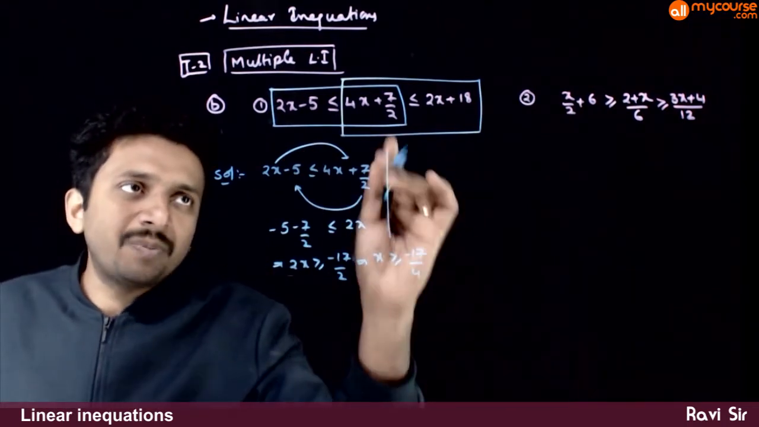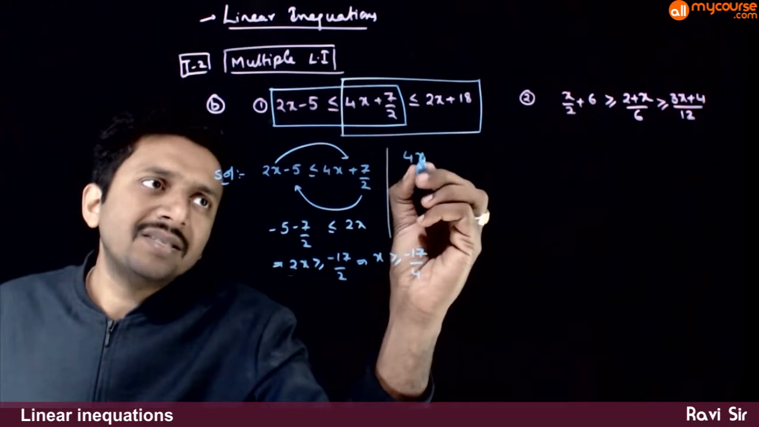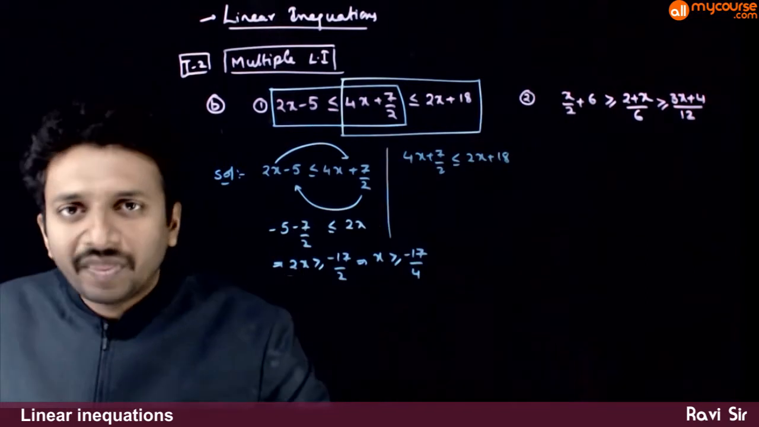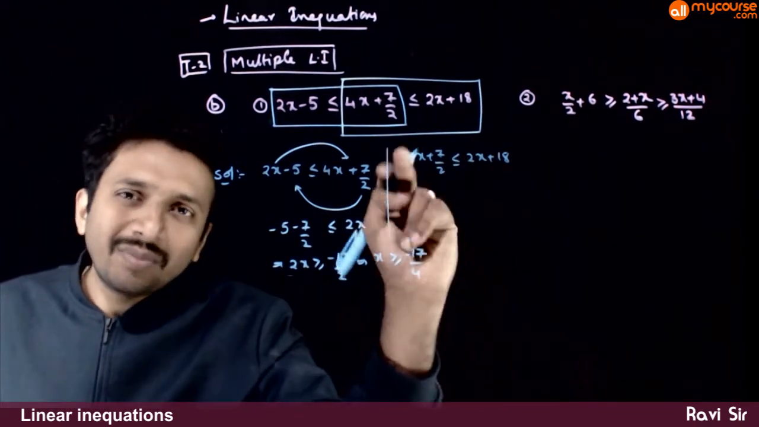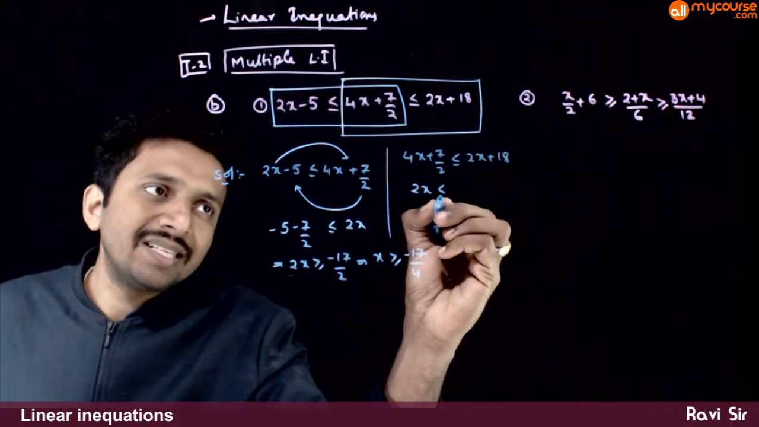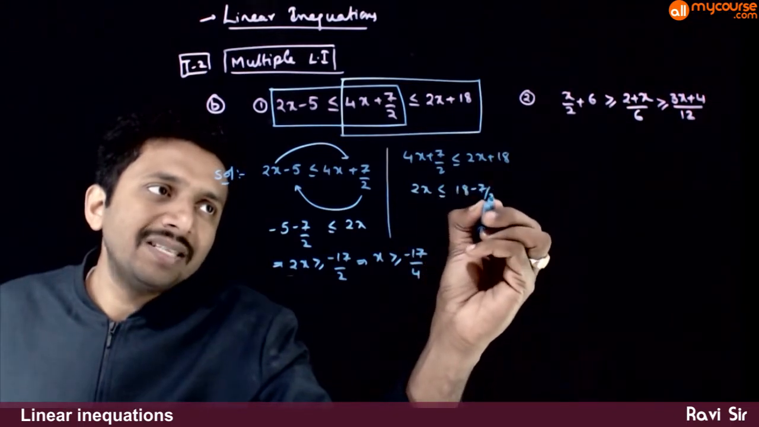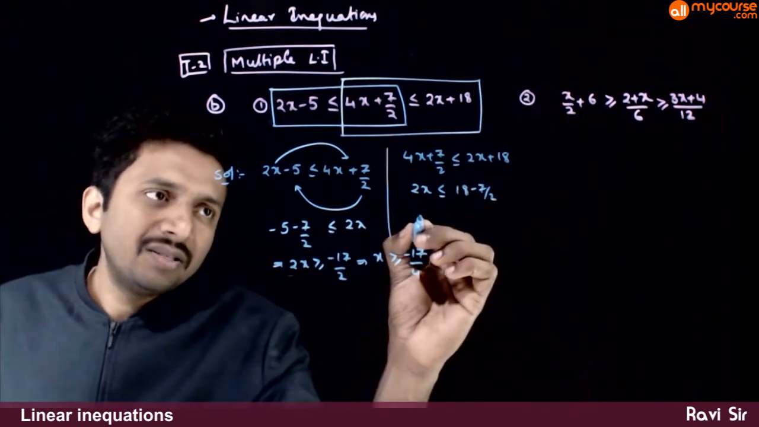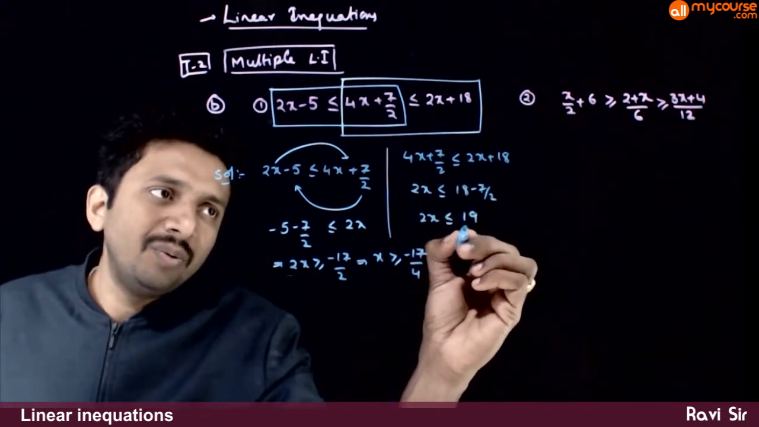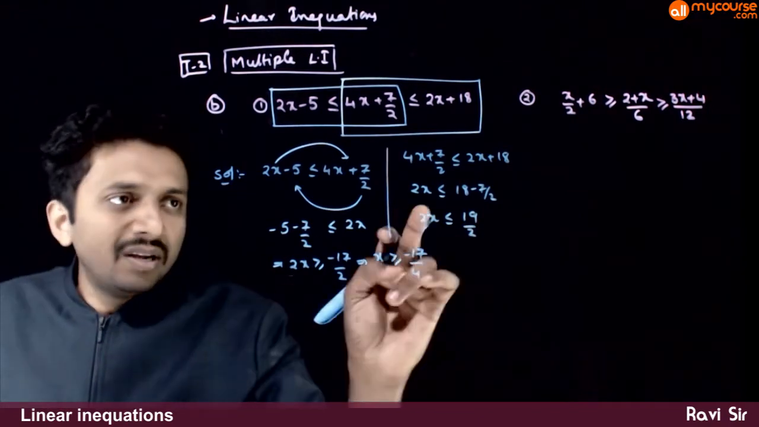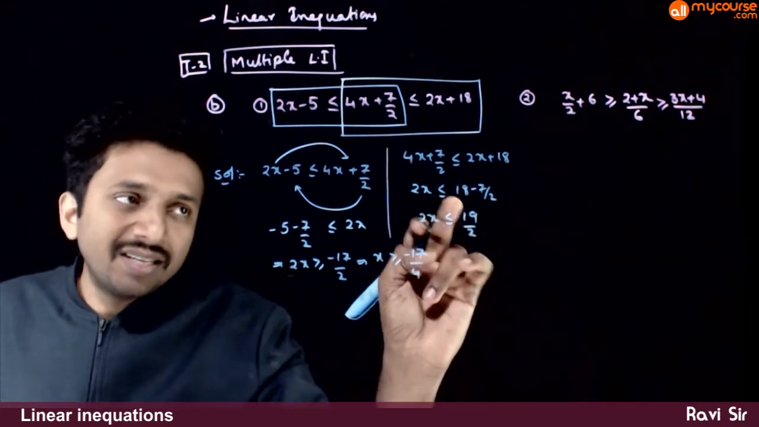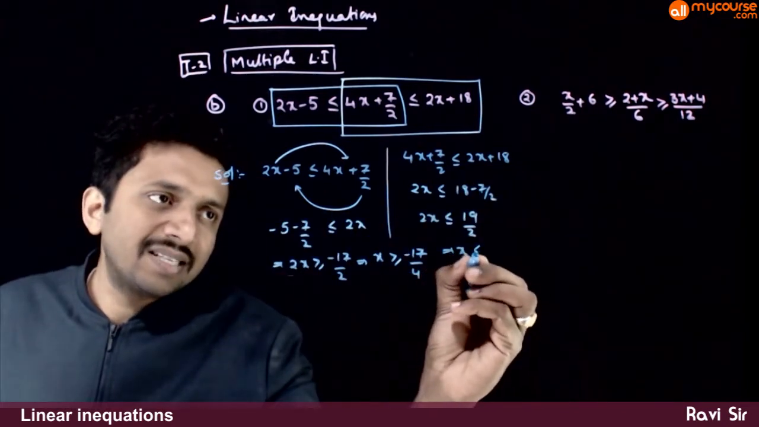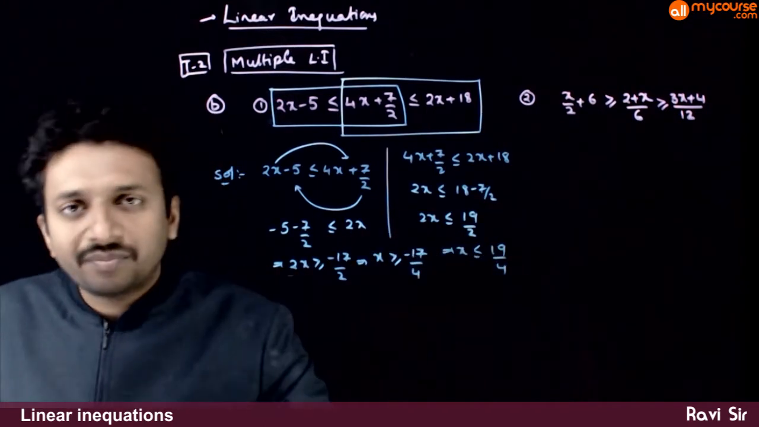Now let us solve the next part, this part. 4x plus 7 by 2 is less than or equal to 2x plus 18. So 2x, I'll send it on to this side, 7 by 2, I'll send it there. So 2x is less than or equal to 18 minus 7 by 2. That is 36 minus 7. So 2x is less than or equal to 19 by 2. 36 minus 7 is 19, by 2. So this implies x is less than or equal to 19 by 4.